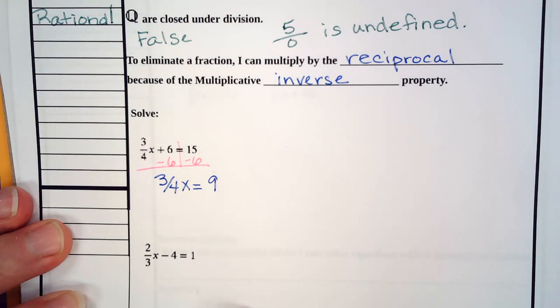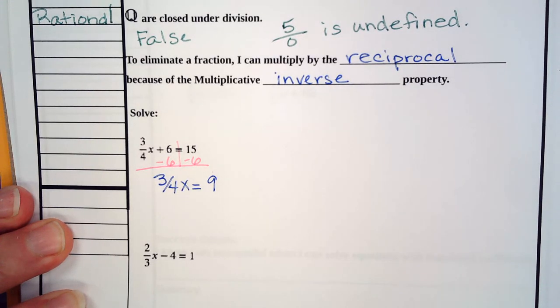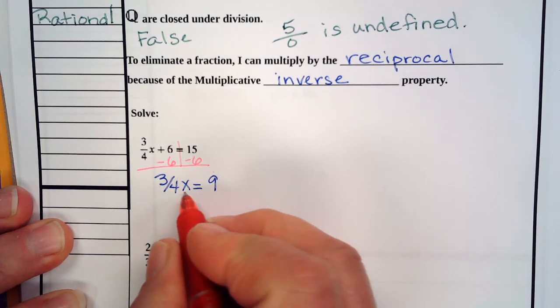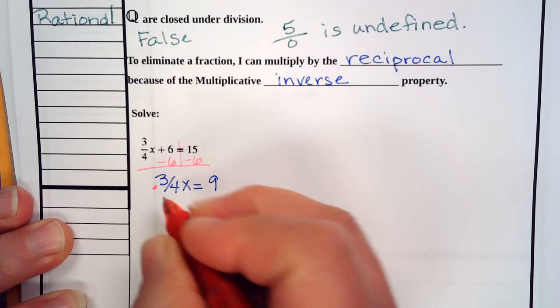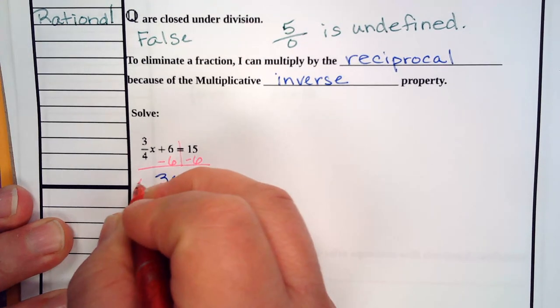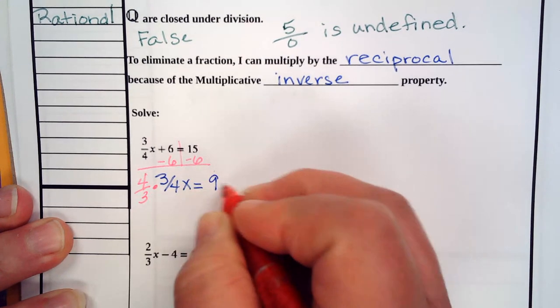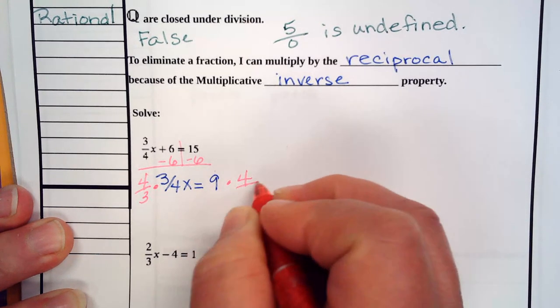Okay, when we multiply by the reciprocal, we get 1. And that's what we want. We want to have 1x. So I'm going to multiply by the reciprocal of 3/4. The reciprocal is where you turn it upside down. You get 4 over 3. I multiply by 4 over 3.